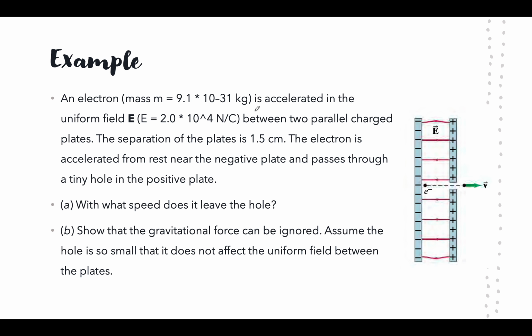So, an electron is accelerated in the uniform field between two parallel charged plates, as shown. The separation of the plates is 1.5 centimeters. The electron is accelerated from rest near the negative plate and passes through a tiny hole in the positive plate. What is the speed of the electron as it leaves the plate? And show that the gravitational force can be ignored. All right. Pause the video here, take a couple of minutes, and see if you can come up with an answer for this example.